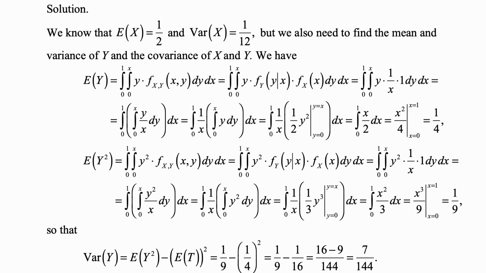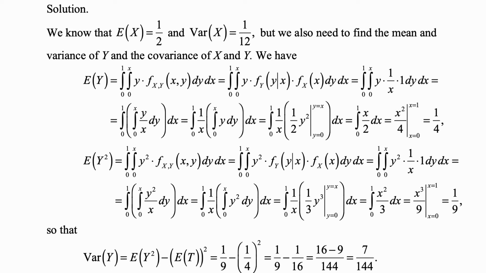And here's the solution. So we know that E of x is 1/2 and variance of x is 1/12, because x is uniform on the interval from 0 to 1. Remember, for exam P, you must remember the mean and variance of a one-dimensional uniform distribution. The mean is the midpoint of the interval where the distribution is uniform, and the variance is the square of the length of that interval divided by 12. In this case, it's 1 minus 0 squared, which is 1 divided by 12. But we also need to find the mean and variance of y and the covariance of x and y.